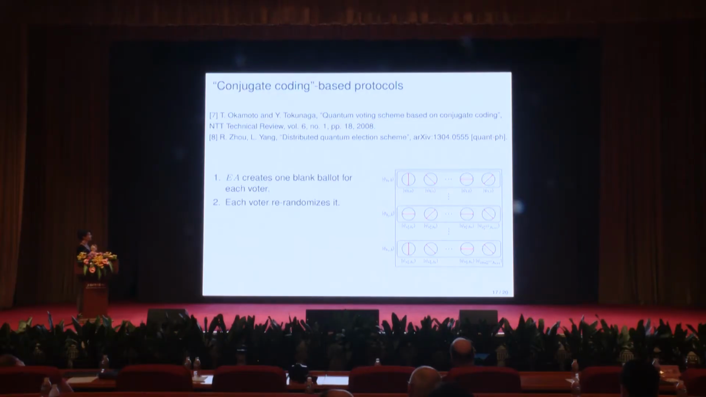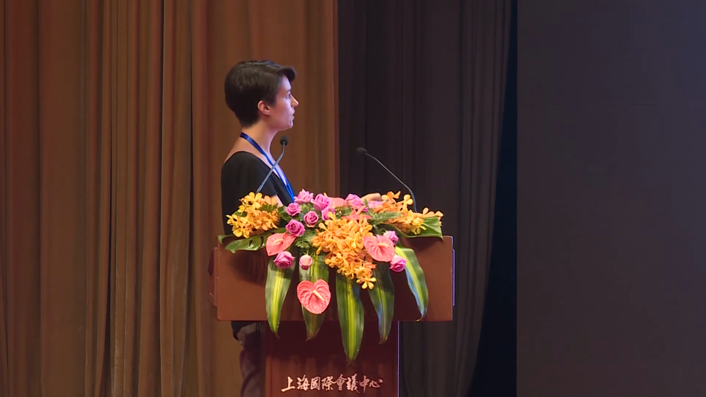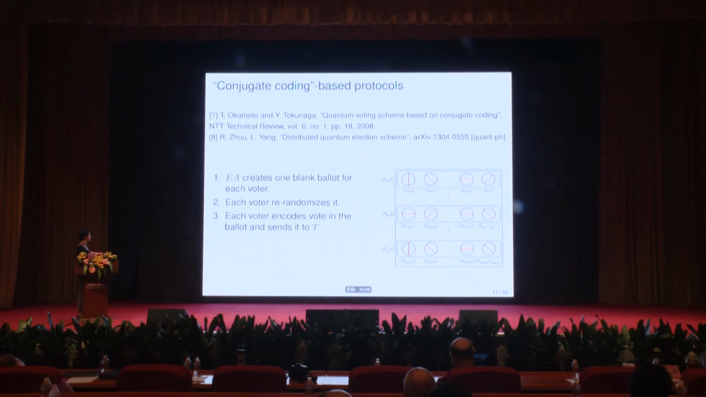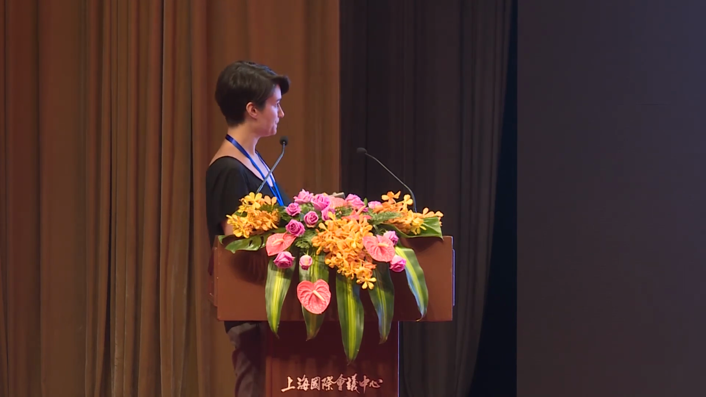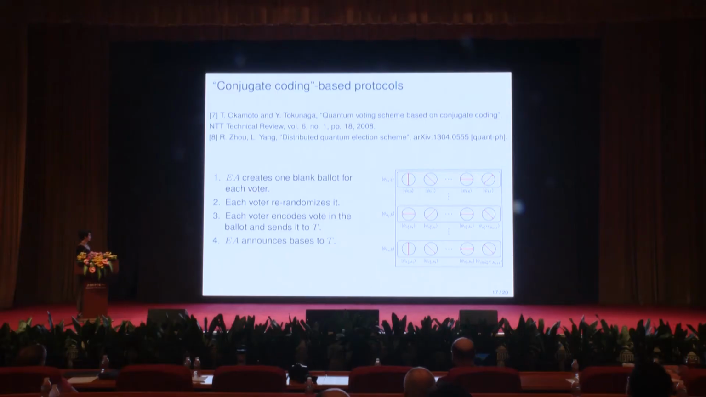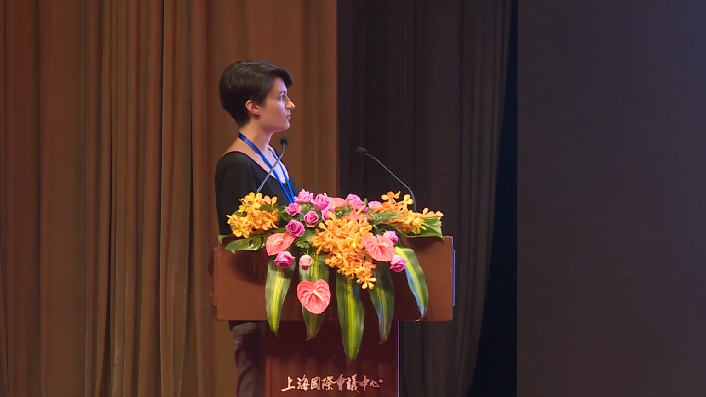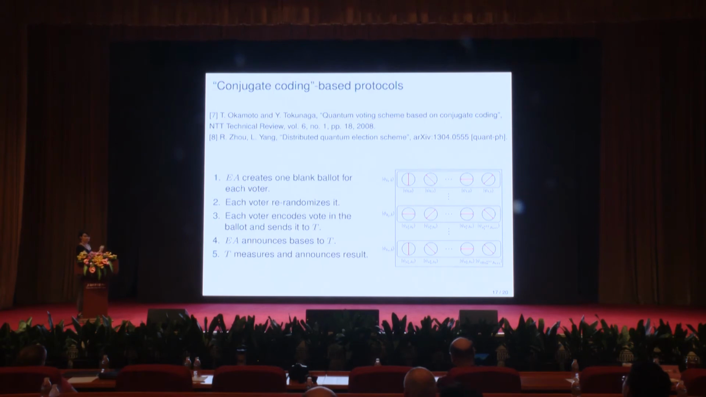Then each voter gets one of these big blank ballots, re-randomizes it, does the same thing, changes the bits, but still needs to keep the bits adding up to zero, and encodes a vote in the ballot as is seen at the last qubit and sends it back to T. So the encoding is just by rotation again. Then the election authority announces the basis that it used for the formation of the ballot to the talia. Now we have two authorities, an election authority and a talia. And the talia measures and announces the result.